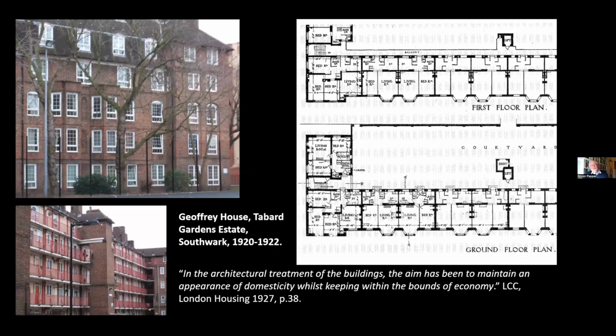The LCC was also building in the inner city. The first post-war tenement block estate was at the Tabard Garden estate, just south of the river in Southwark. Geoffrey House was something of a showpiece and an experiment. And there you get the multi-storey version of the simplified architecture. At the back, you see one of the experiments. It was the first elevator to be introduced into social housing anywhere in Britain.